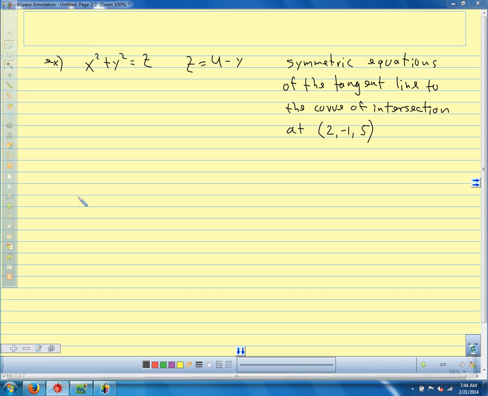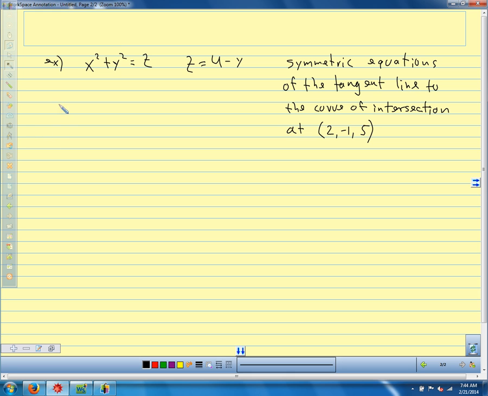What tools do we have? What can we do with these surfaces? What's our go-to thing in the last few sections? The gradient. What does a gradient give us? The gradient is going to give us a normal vector. So to find our normal vector, what do we need to do to these surfaces first? How do we have to express them? So we need f of x, y, z equals 0.